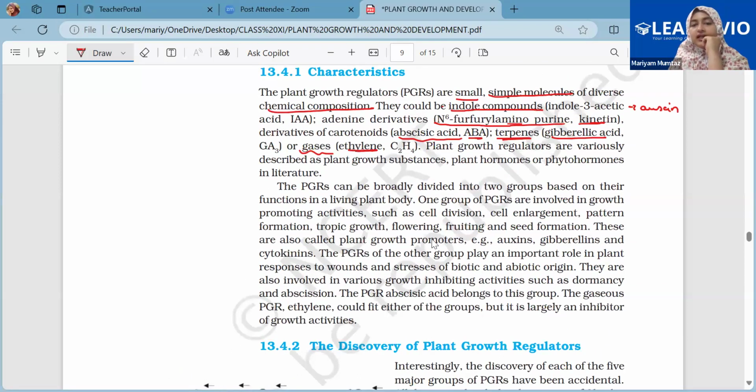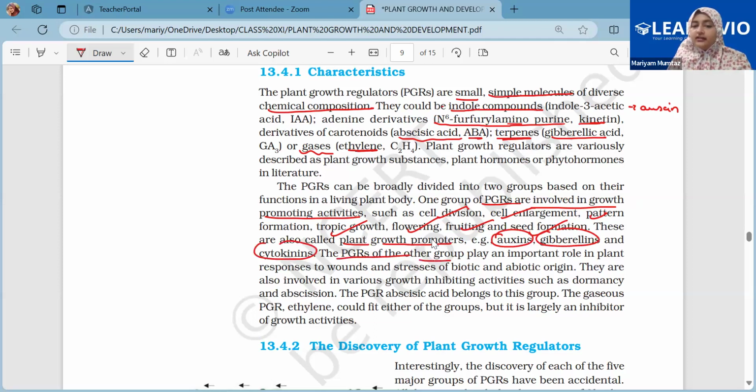Now, the PGRs can be broadly grouped into two groups based on their functions in the living plant body. One group of PGRs is involved in growth promoting activities such as cell division, cell enlargement, pattern formation, tropic growth, flowering, fruiting, and seed formation. All the growth in terms of positive aspects from the plant, that is the growth regulators or growth promoters. These are also known as plant growth promoters. Now, the examples are auxin, gibberellin, and cytokinin.